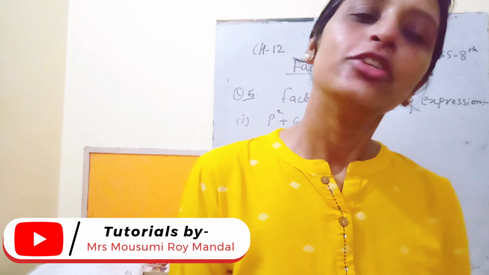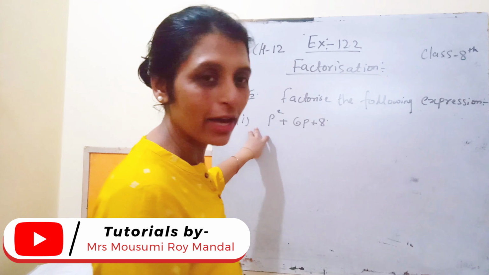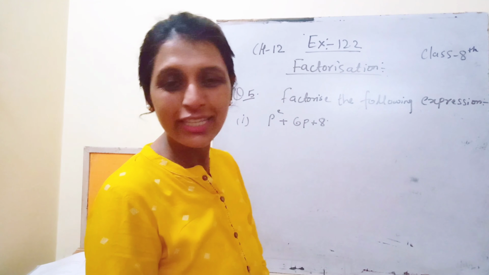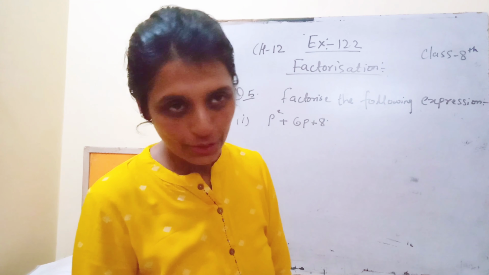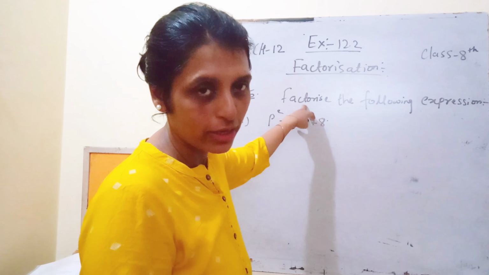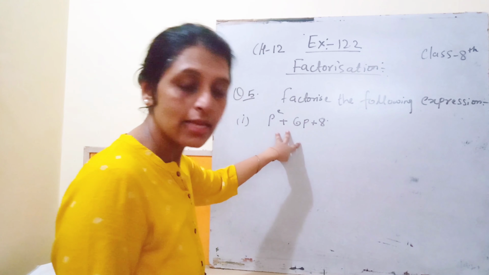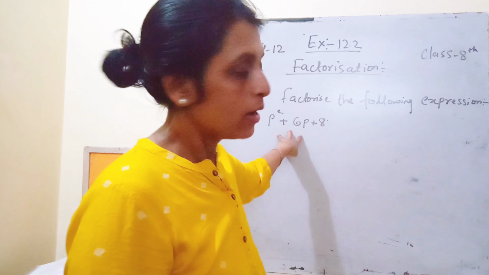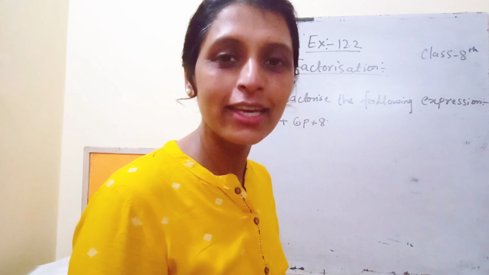Hello all. Children, I am here with the explanation of question number 5 of chapter 12 Factorization of exercise 12.2 of class 8, and this is according to the revised syllabus. Okay, so question number 5, we have to factorize the given expression. In this I am going to tell you how we can split the middle term. By splitting the middle term we can factorize the following expression.